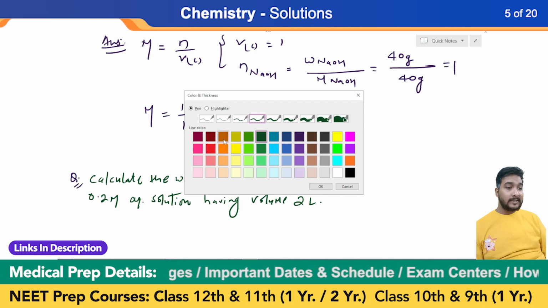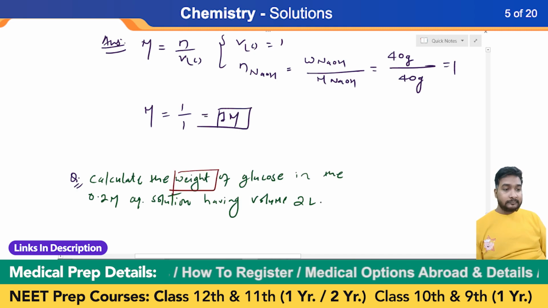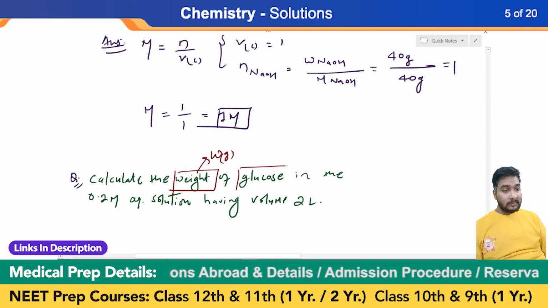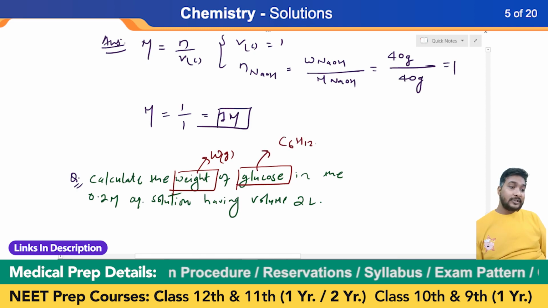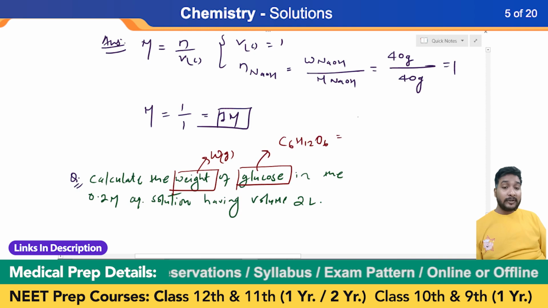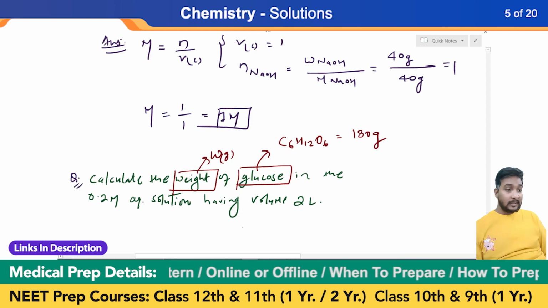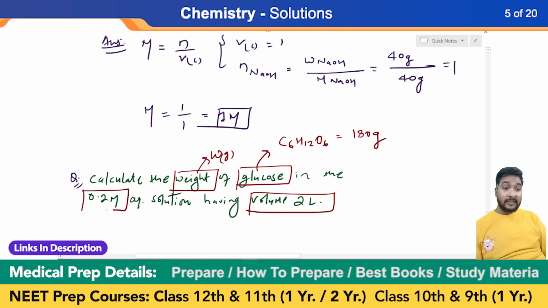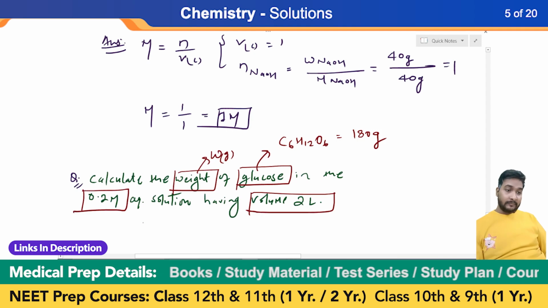So I hope you have solved this question. Now let me solve this for you. This question is asking about the weight, it means W in grams of glucose. The chemical formula of glucose is C6H12O6. And what should be the molecular weight? That is 180 grams. Okay, and we have the volume 2 liters, and we have the concentration 0.2 M, and M is capital. Then we can say that molarity is given.